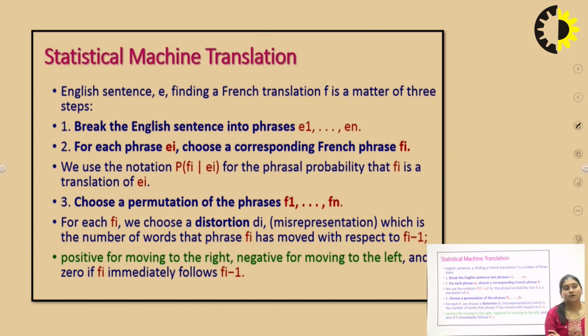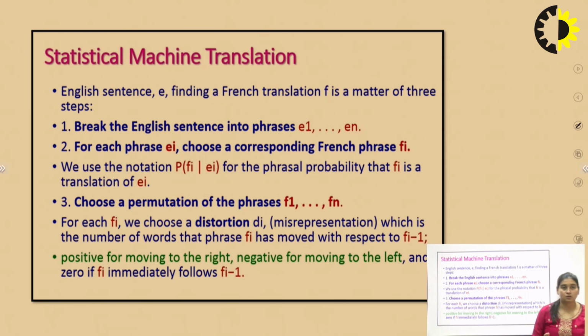So for each Fi, we choose a distortion, di. We are using the symbol di for distortion. And what is distortion? Distortion is the misrepresentation, which is the number of words that phrase Fi has moved with respect to Fi minus 1. We're going to see an example here, and by that example you will be clearer about what distortion is, what minus 1 is, what plus 1 is, and what we are actually doing.